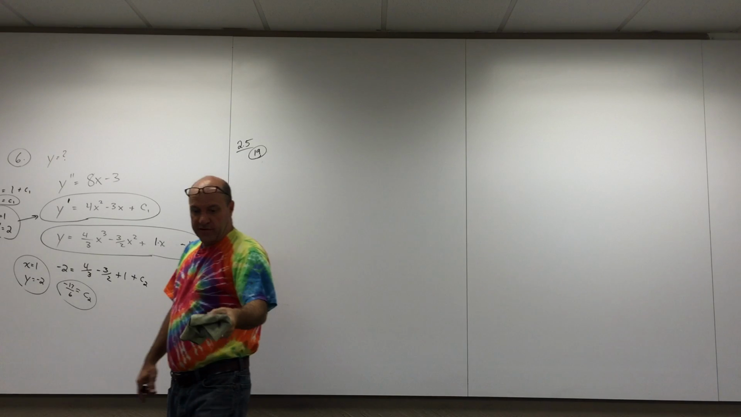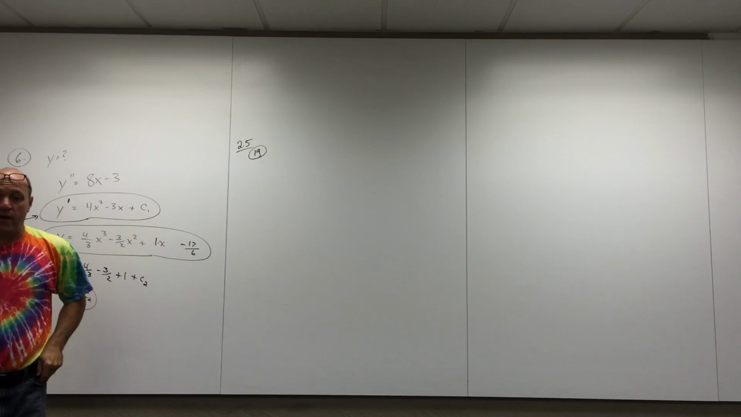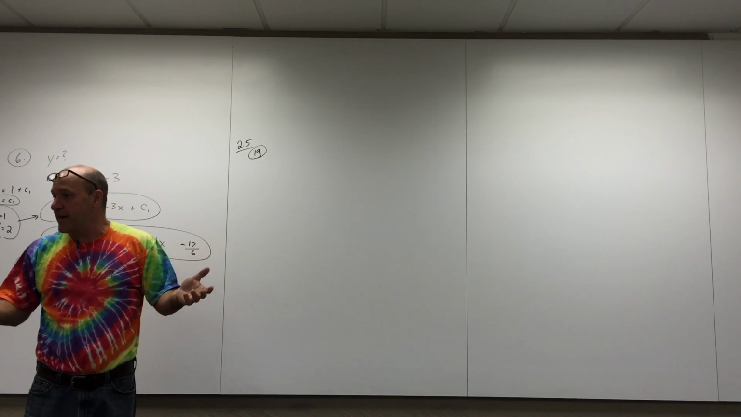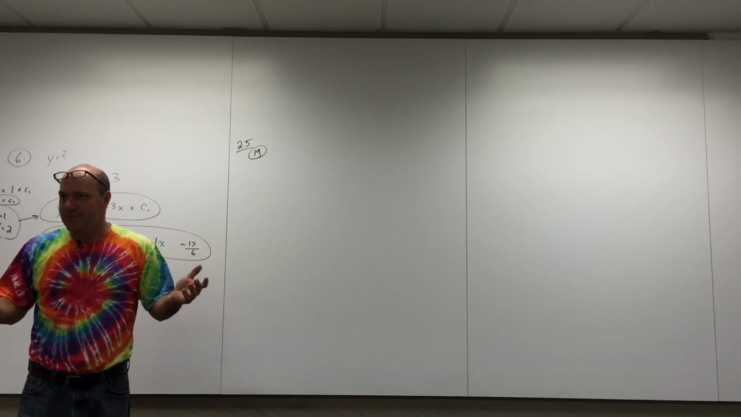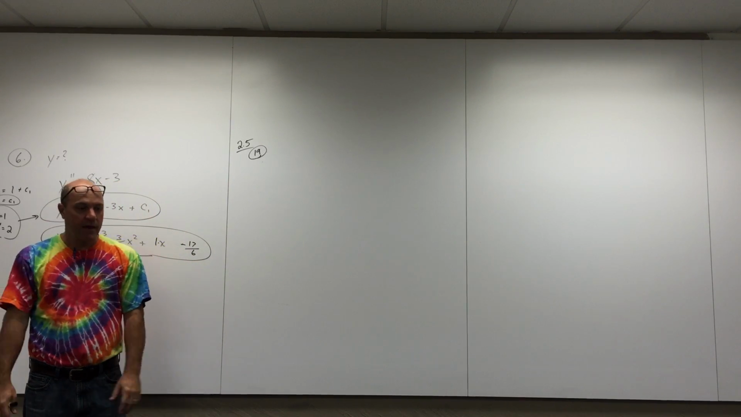Whatever. When x is 1, y prime is 2. That's pretty easy. When x is 1, I can plug it in there. I get 4 minus 3, that's a 1 plus C1. Subtract that 1. I quickly learned that C1 is 1. So C1 is 1.